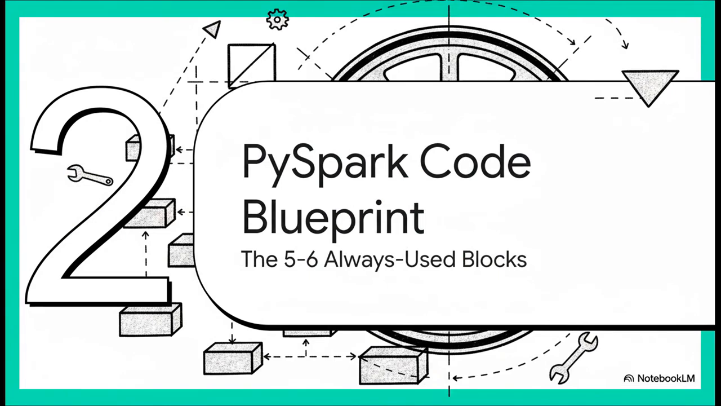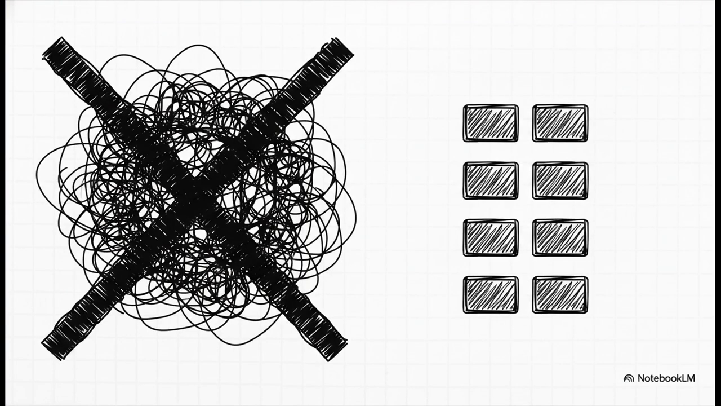Okay, let's get into the main event, the PySpark code itself. The great news is there's a blueprint, a structure you're going to use every single time. You don't need to reinvent the wheel here. Just follow this plan. And look, I want to be super clear about this. You are not writing some huge complex program. The entire thing from start to finish boils down to just 5 or 6 distinct blocks of code. It is so much more manageable than you might think.